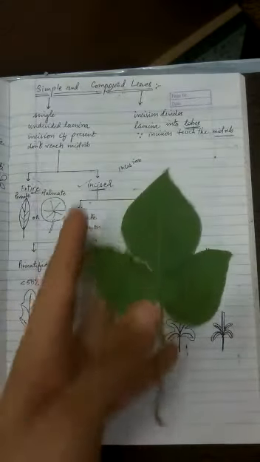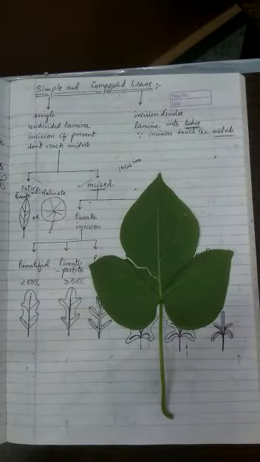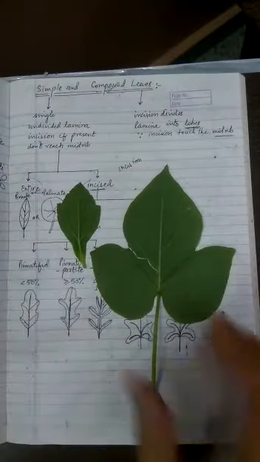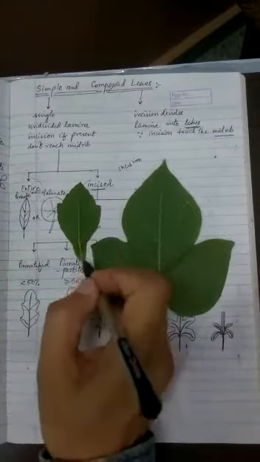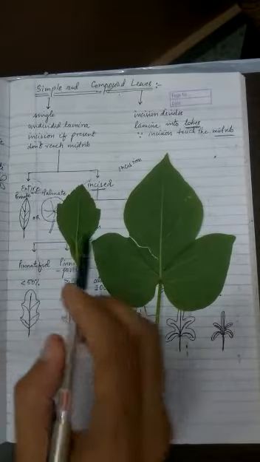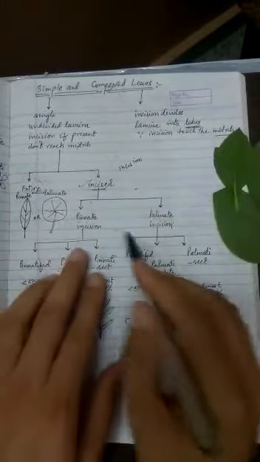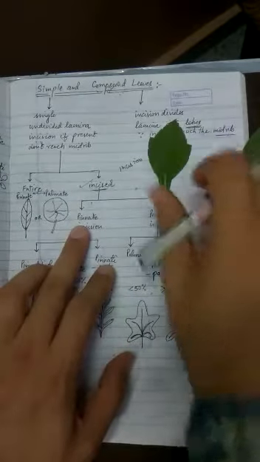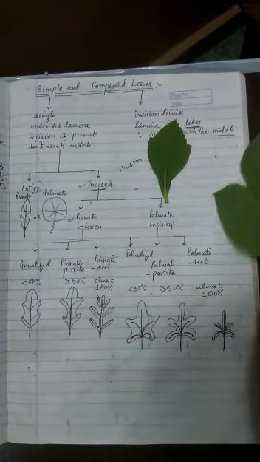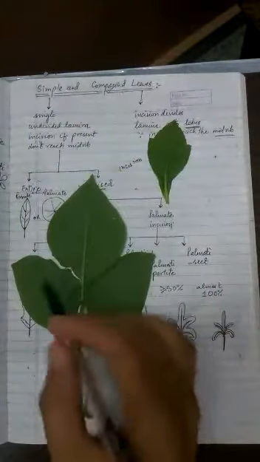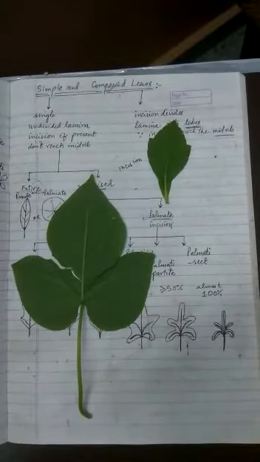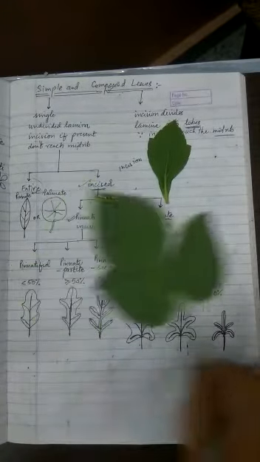Now let's understand the other category. I showed you this leaf and I showed you the other leaf also. In this leaf there are many main veins, so it is multicostate. In this case there is unicostate. If it is unicostate, it develops into a pinnate type of incision. But if it is multicostate, it will always develop into a palmate type of incision. So let's understand this in detail.